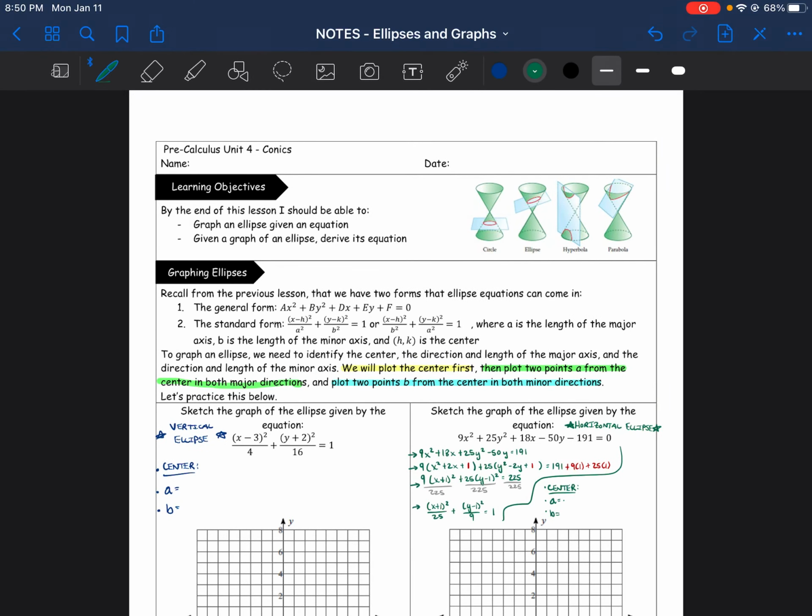In today's video, we're going to be looking at graphing ellipses. By the end of this lesson, we should be able to graph an ellipse given an equation, and given a graph of an ellipse, derive the equation.